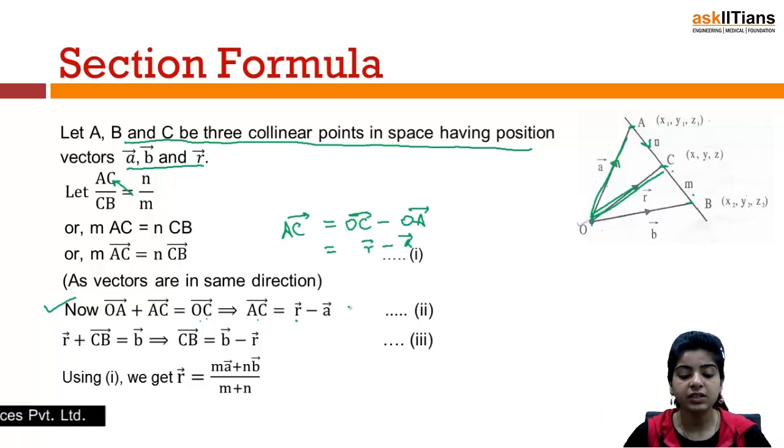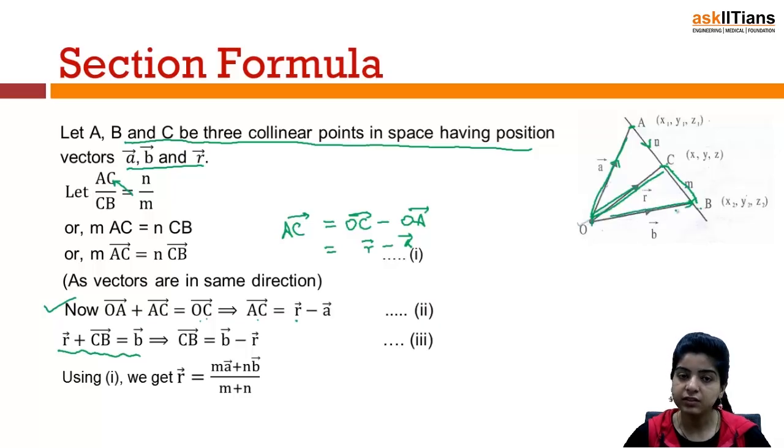So we have AC is R vector minus A vector. Similarly, R plus CB is B vector. Again, this vector plus this vector, the resultant would be this vector. So we have R plus CB vector is B vector. Therefore, CB becomes vector B minus vector R. So we have AC is vector R minus vector A and CB is vector B minus vector R.